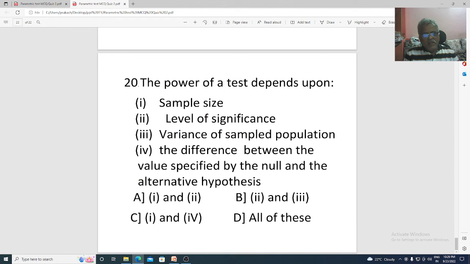Question number 20. The power of a test depends upon 1, sample size, 2, level of significance, 3, variance of sample population, 4, the difference between the value specified by null and the alternative hypothesis. Option A, 1 and 2, option B, 2 and 3, option C, 1 and 4, D, all the above. The correct option is all the above.